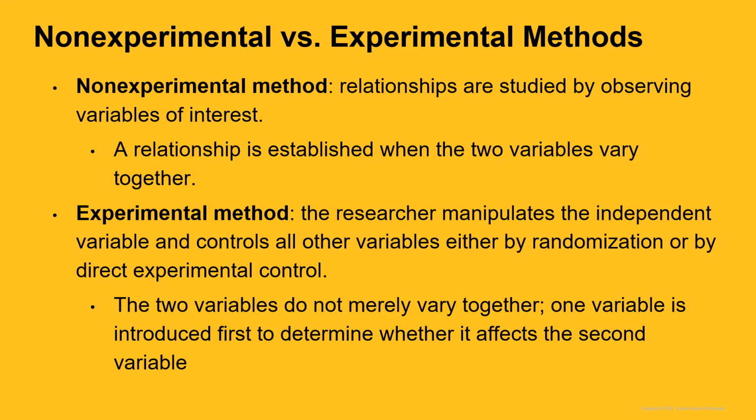So in the non-experimental method, we can't make comments about causation because we're simply observing how two or more variables coexist. In the experimental method, we are carefully ensuring that one variable is being introduced before the second variable is being measured, so there is some room to make some causal statements.